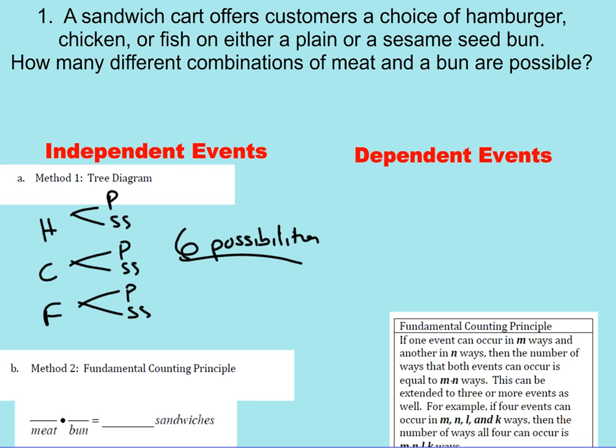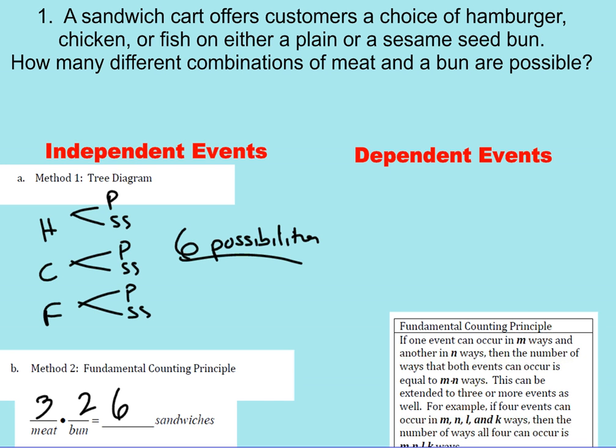Now you can do that with a tree, and it's really easy when it's 3 things followed by 2 things. But when it's something really elaborate, or when you go back to the license plate example, something really drawn out, then it gets a little tougher. So with the fundamental counting principle: how many meats are there? 3. How many different kinds of buns are there? 2. Multiply those, 6.